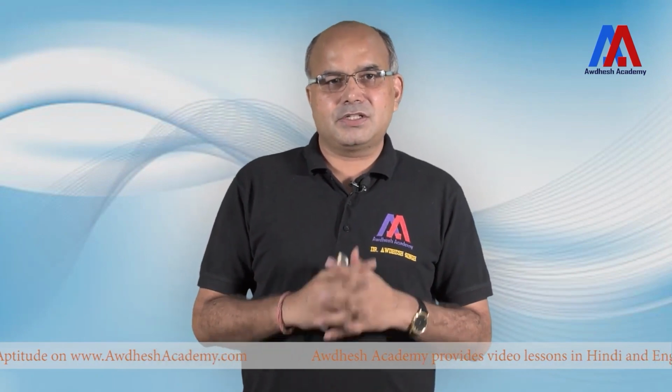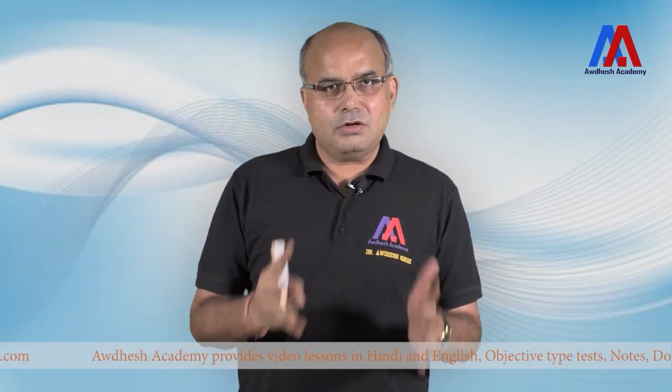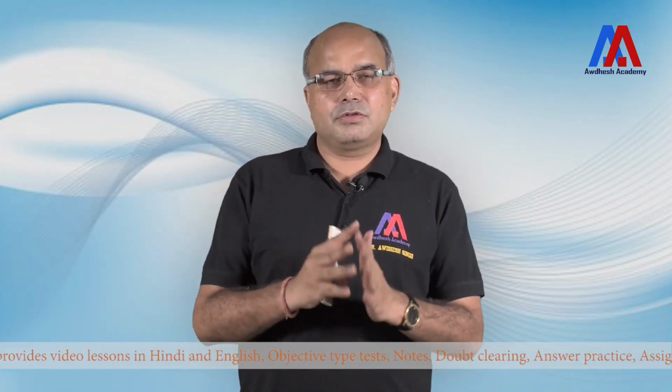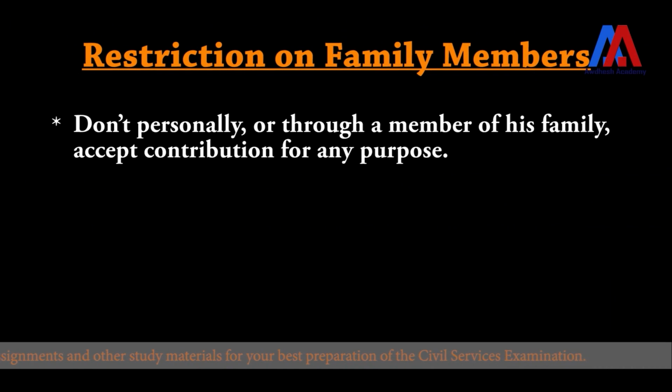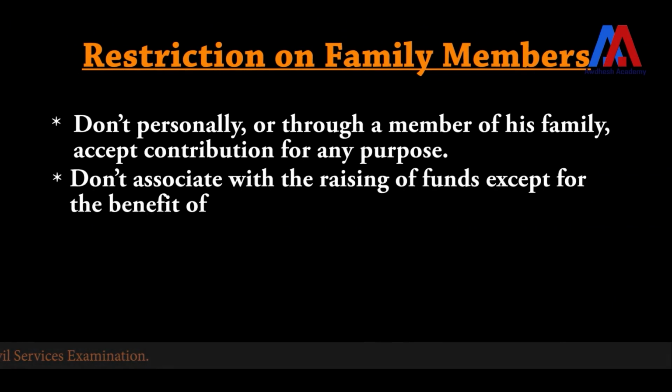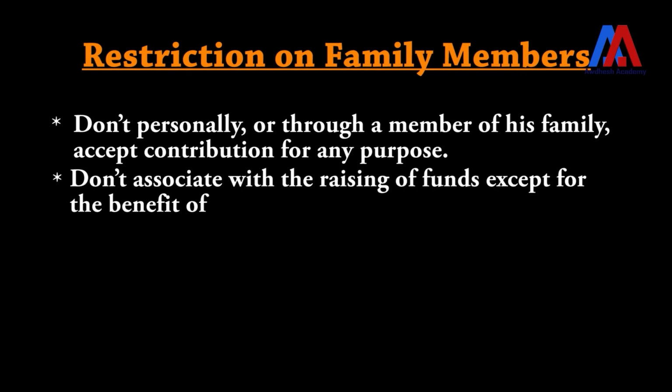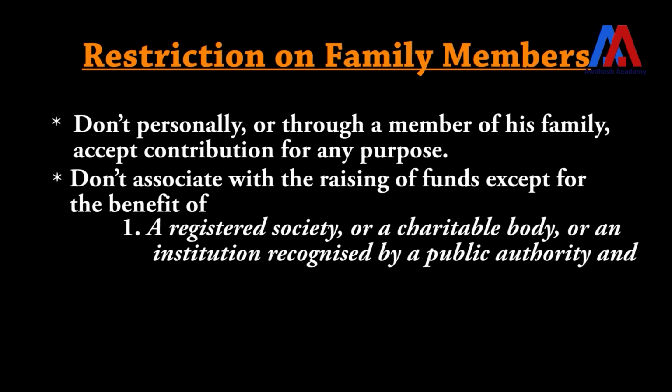The third point deals with the restrictions on the family members of the ministers. It is not only the ministers but also their family members who should follow a certain code of conduct, and the minister is responsible if they do not follow that code of conduct. First is that they should not, personally or through a member of his family, accept any contribution for any purpose. They should not associate with raising of funds except for the benefit of, number one, a registered society, a charitable body or an institution recognized by the public authority, or for a political party. So for a political party they can raise funds, and for NGOs also they can raise funds, but other than that they should not use their position to raise funds.